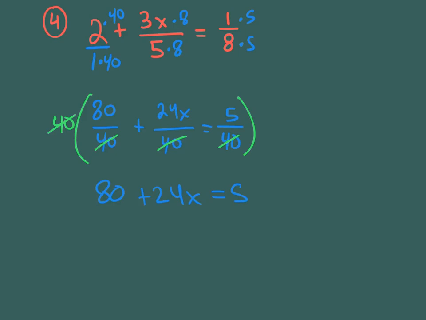All right, I got to get the x alone, so I need to subtract 80. 24x equals negative 75, and I can divide by 24. So I get my final answer is x equals negative 75 over 24.